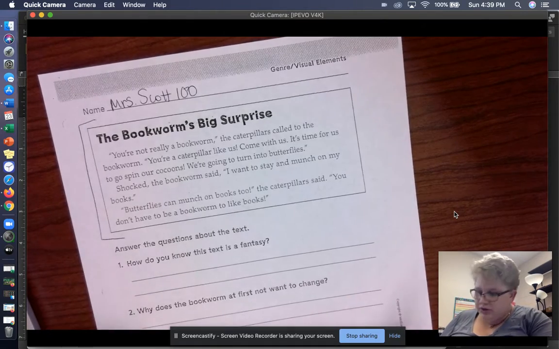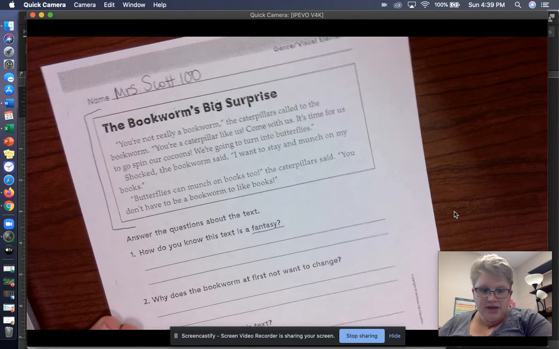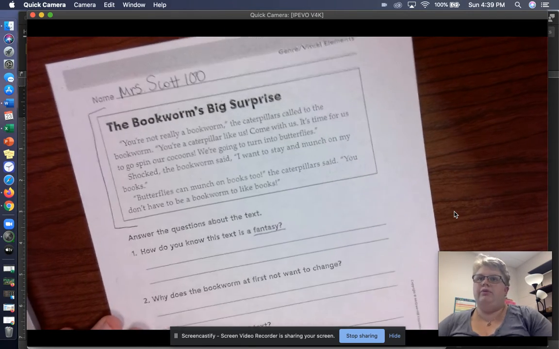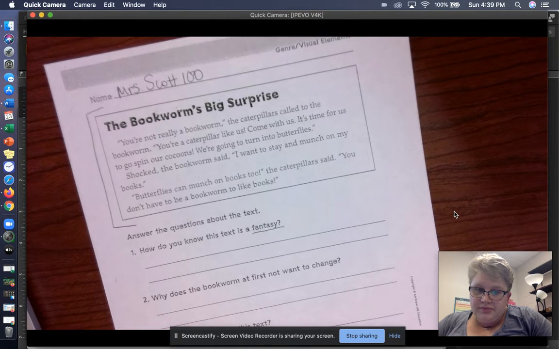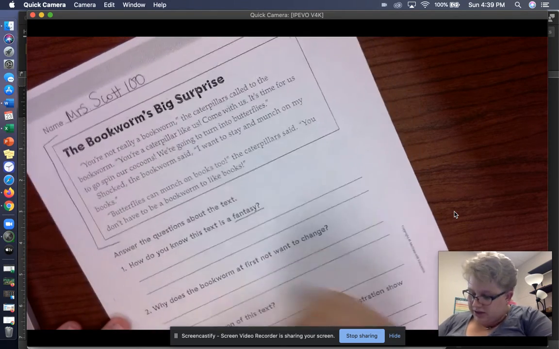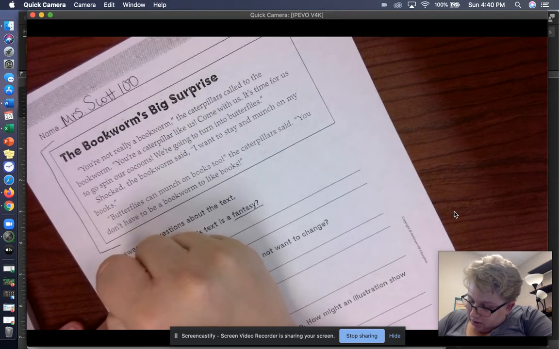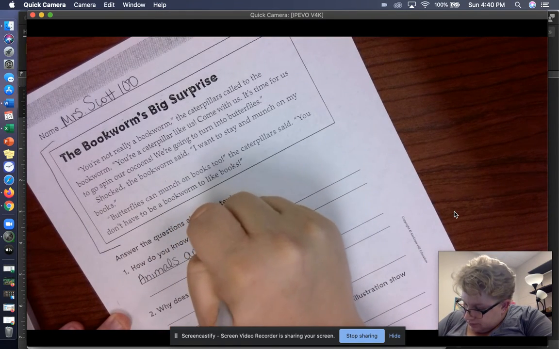So how do you know that this text is a fantasy? And fantasy is make-believe. So what happened in this little story that tells you this is a fantasy? Think about how the animals are acting. That's always a dead giveaway. If there's animals talking, it's usually a fantasy. Animals are talking.